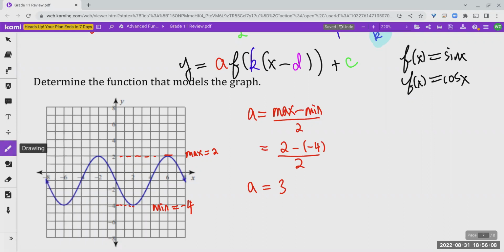You can just as easily find C, which is just the average, max plus min over 2. So the max is 2 plus the minimum over 2. So 2 plus -4 is -2. Over 2 is -1. So cool. C is -1. We're halfway done.